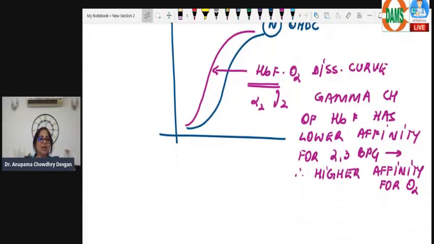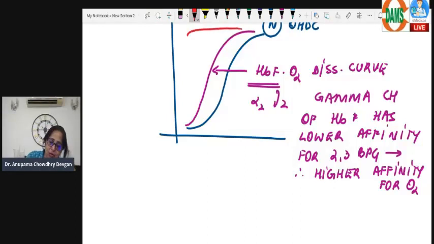Why is the HbF curve to the left of normal? This is because HbF has alpha 2, gamma 2. The gamma chain of HbF has a lower affinity for 2,3-BPG, and therefore a high affinity for oxygen. Have you understood? Adult hemoglobin is alpha 2 beta 2. Fetal hemoglobin is alpha 2 gamma 2. So the gamma chain of HbF has a lower affinity for 2,3-BPG and higher affinity for oxygen.